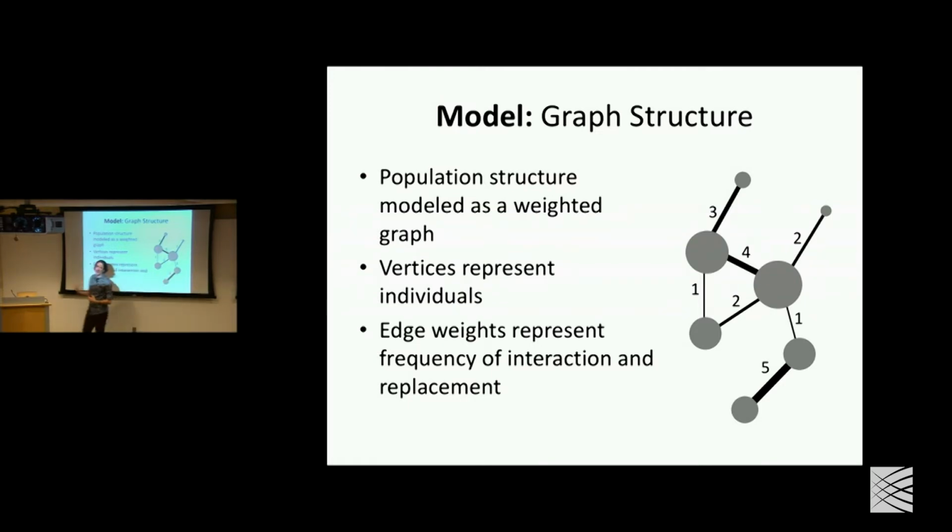You'll notice that the vertices are drawn with different sizes. That reflects something called the weighted degree. It's the total edge weight adjacent to that vertex that ends up being an important quantity. What do you mean by replacement? We'll get to that.